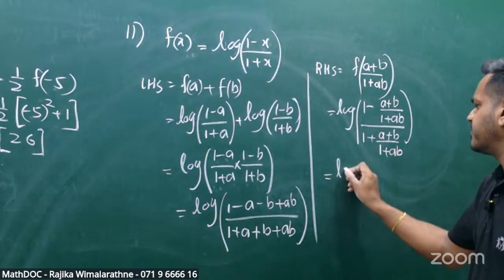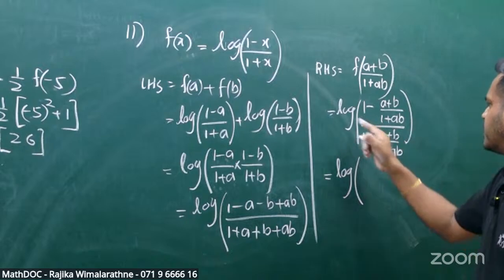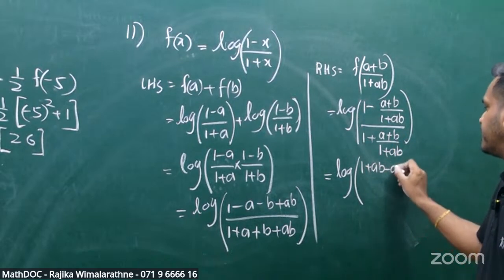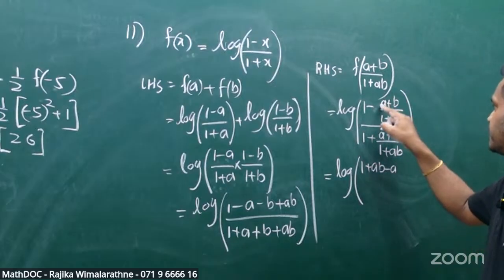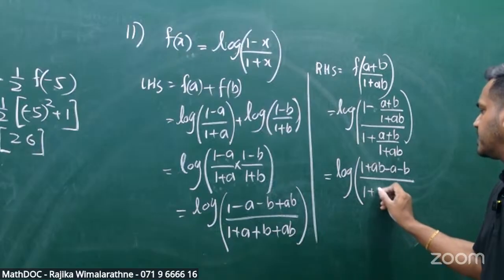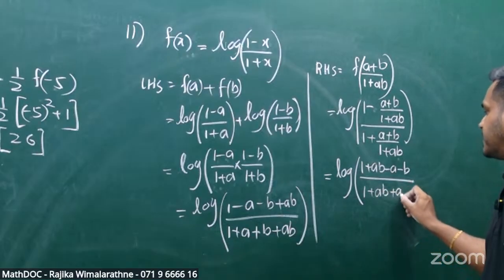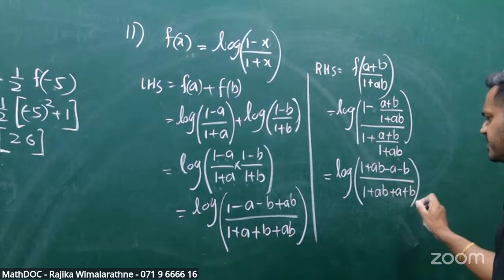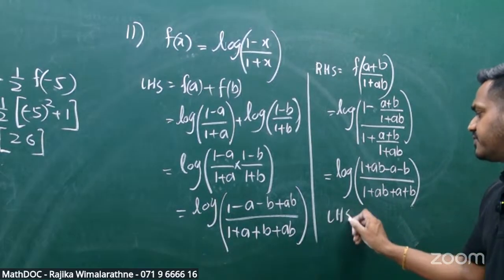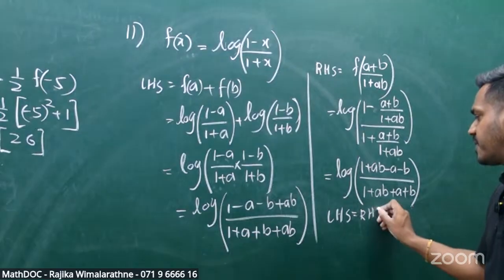Then here log, get the common denominator. This goes to here: 1 plus ab minus a, here minus, common for both, minus b. Here this goes to here: 1 plus ab plus a plus b. Here it is. Now see, they are the same, no? Then the left hand side equals the right hand side.